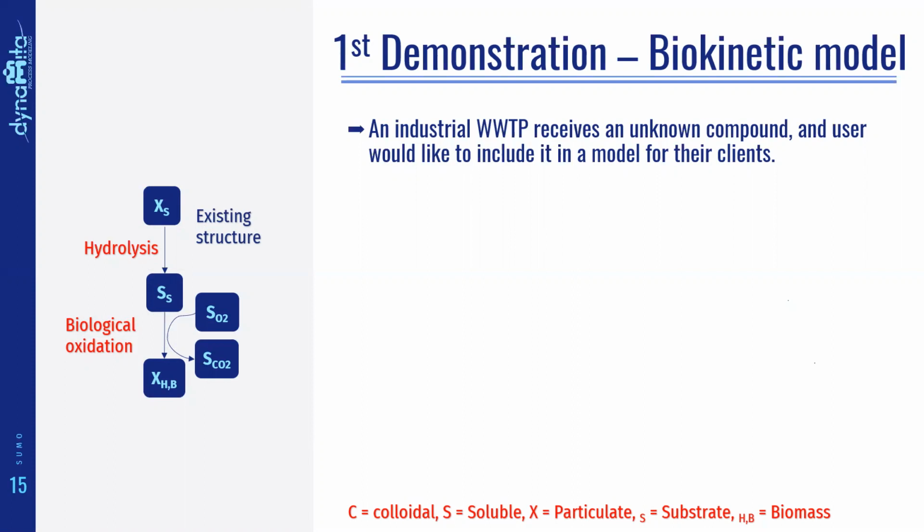So you have a client who is receiving an industrial wastewater which contains an unknown compound, and you would like to include that in the model and develop a model for your client. The existing structure of the model is presented on the left-hand side. So you have particulate substrate, which gets hydrolyzed in the model to soluble substrate, which gets biodegraded or oxidized in the model. You have biomass generation, and the substrate is oxidized.